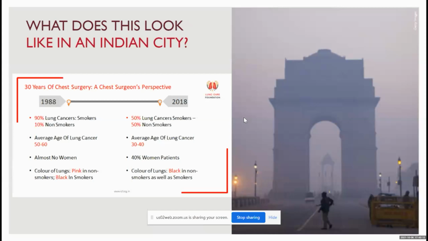When he started, 50 to 60 was the average age range. Today, it is 30 and 40. And he will routinely say that he sees 30-year-olds walking into his clinic with lung cancer. Whereas initially there were almost no women, today we're seeing 40% of his patients being women. And of course, he's very famous. For those of you who haven't seen it, you should look him up online for his images of the pink lungs and the black lungs and what is happening very visually to us.